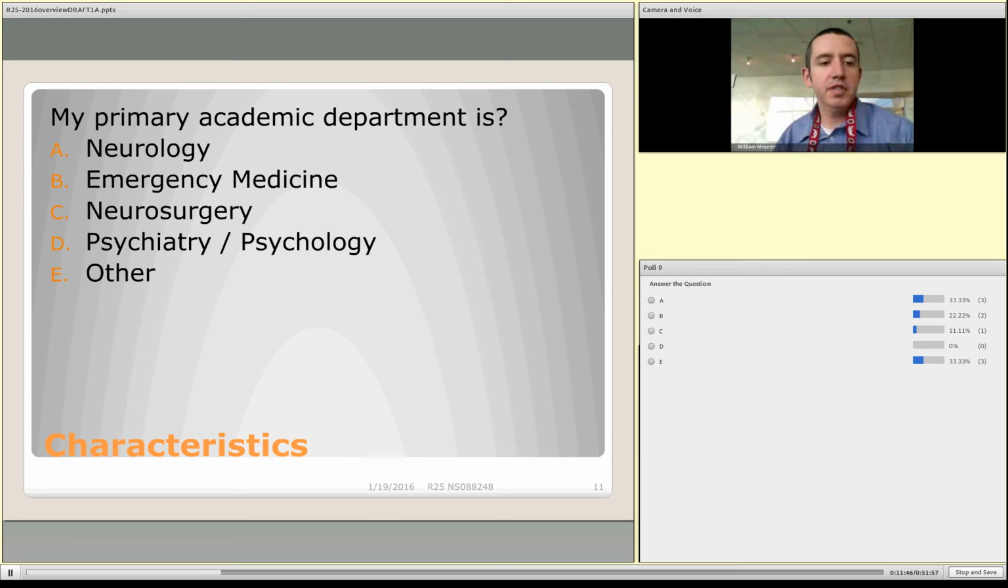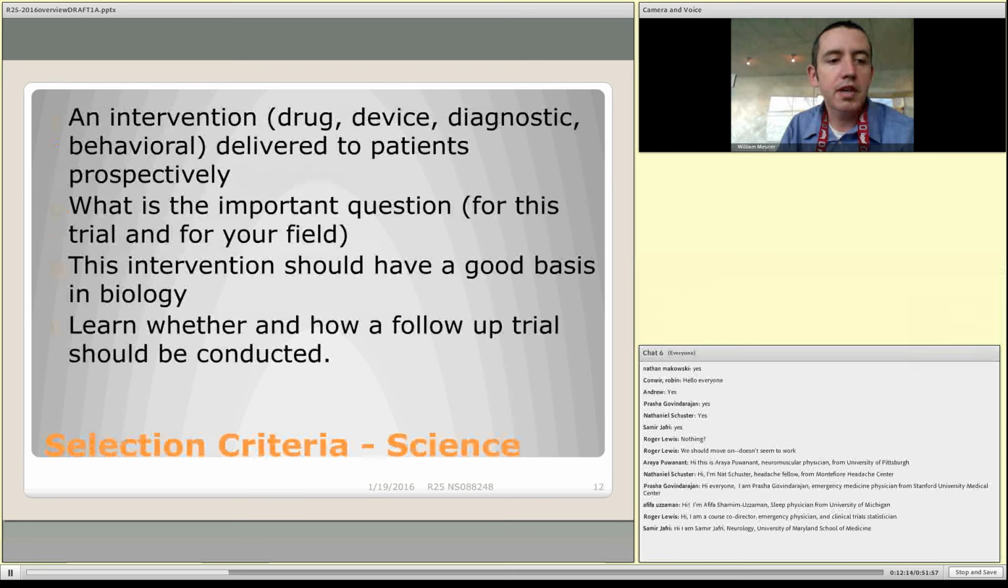All right, so we see, and this is relatively reflective of what we have observed in our course over the past 2 years, that neurology is well represented, emergency medicine is well represented, neurosurgery is represented, and there are folks from other disciplines. And that is perfect. So I will move on to the next slide here.